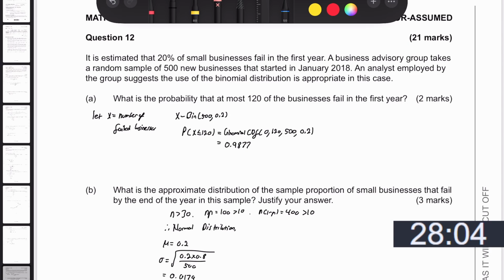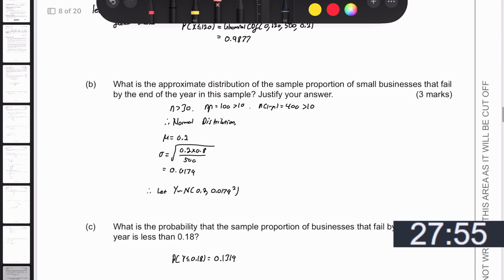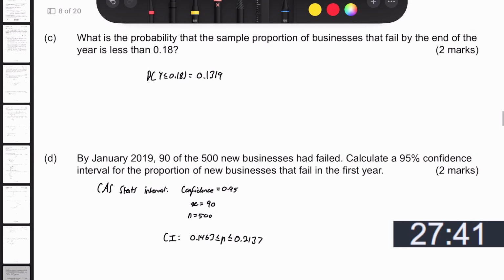Sample times 0.8 over 500, 0.0179. The probability that the sample proportion of businesses that fail by the end of the year is less than 0.18, so negative infinity to 0.18, is 0.0179, and 0.2, 1219.